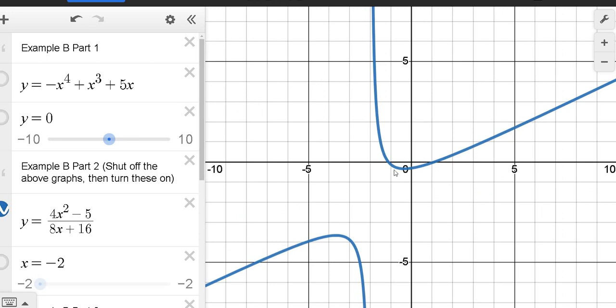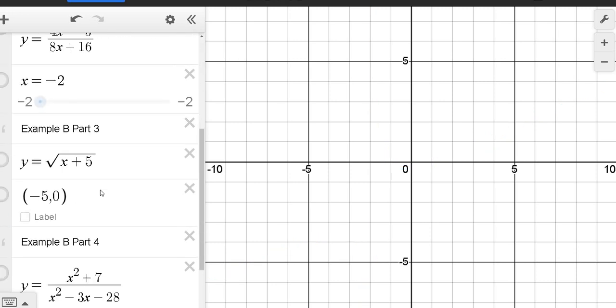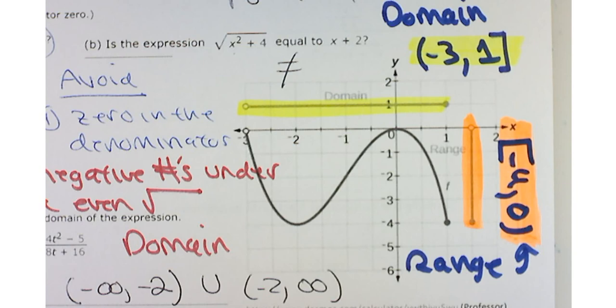For this one, it looks like everything is graphed, except one point is missing. This graph doesn't exist at x equals -2. Let's do this one in the opposite direction. We'll start with a graph and figure out the range and domain. Take a look at this graph. Where does it start? -5. So -5 to infinity is going to be our domain.